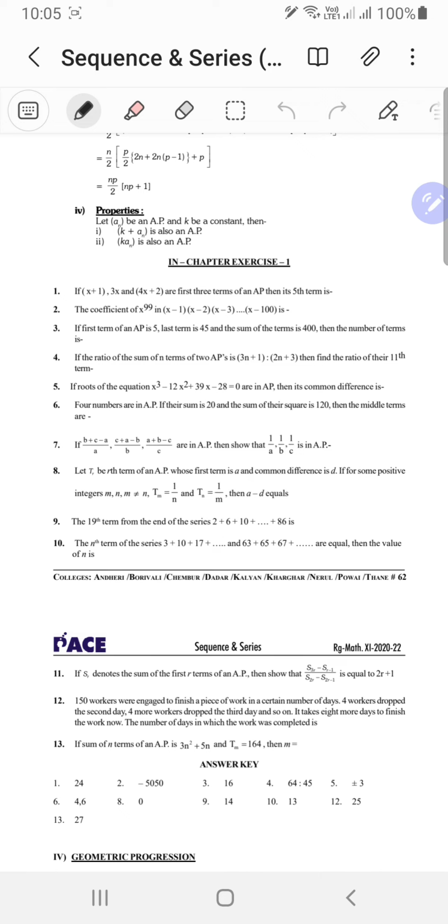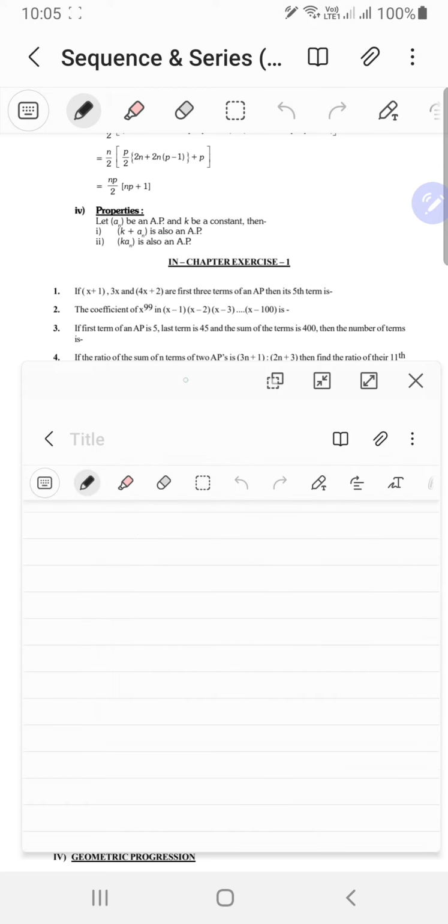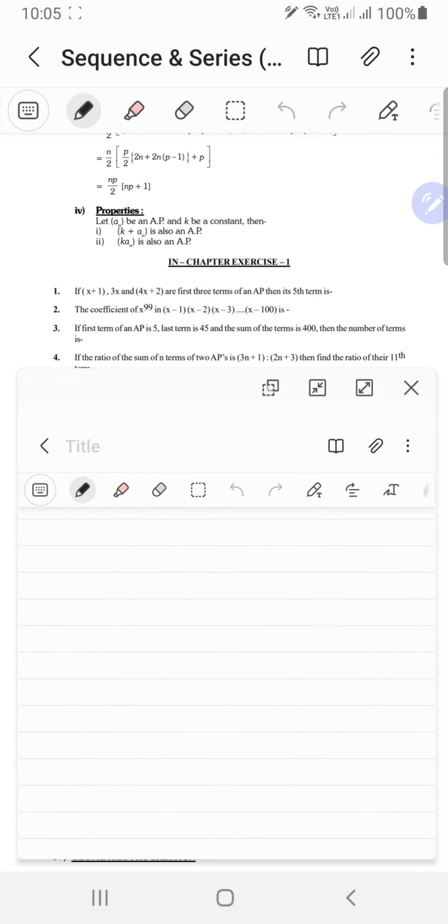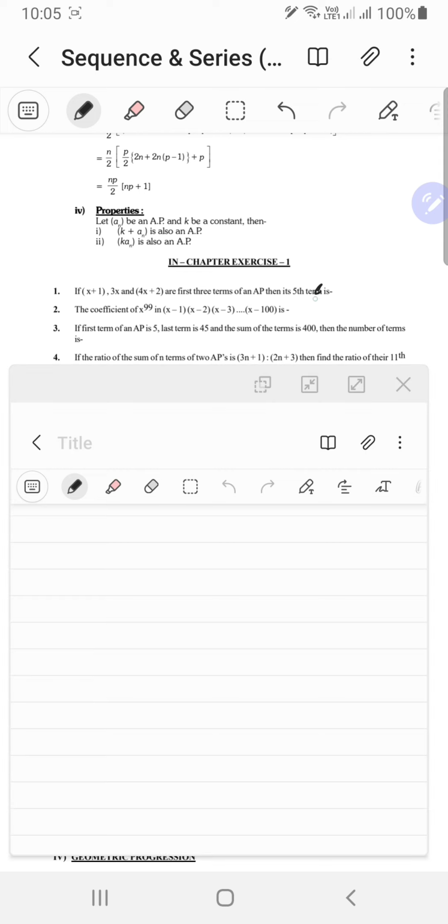Let's start. Okay, now we are ready. So the first question: if x plus 1, 3x and 4x plus 2 are the first three terms of an AP, then the fifth term is, right, so no big deal.